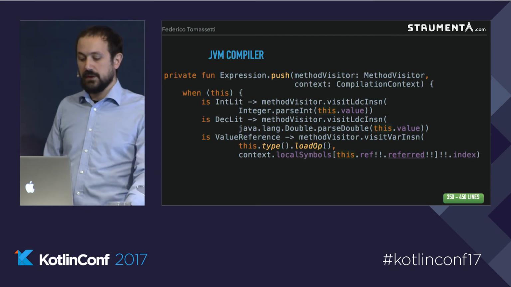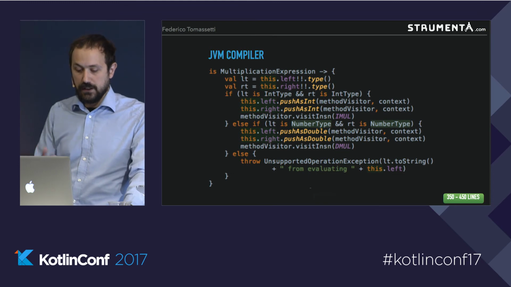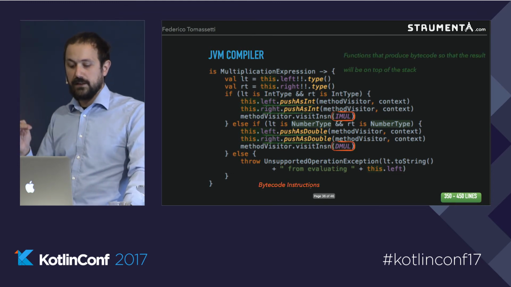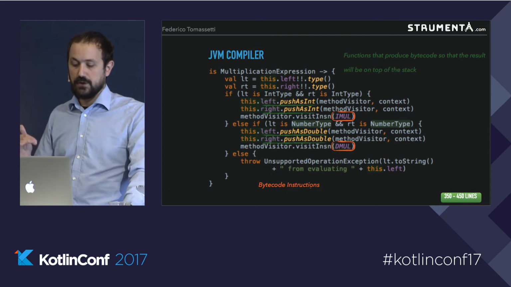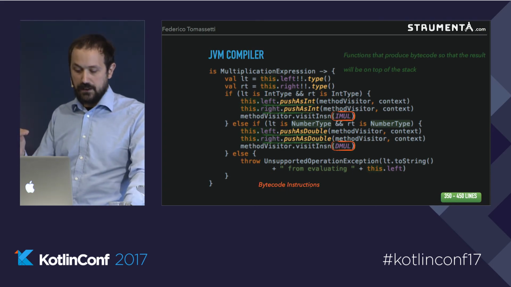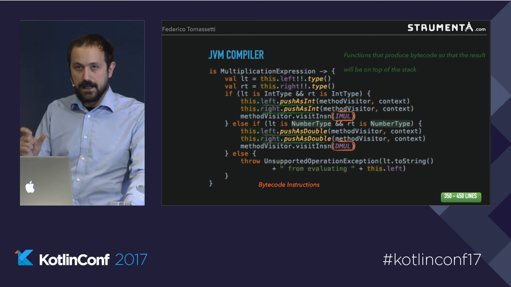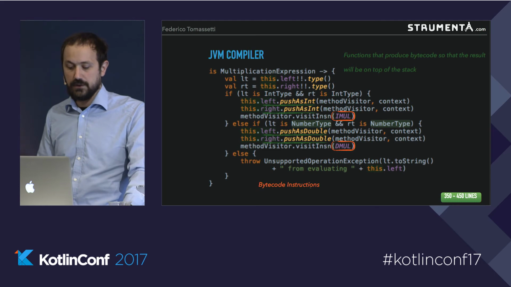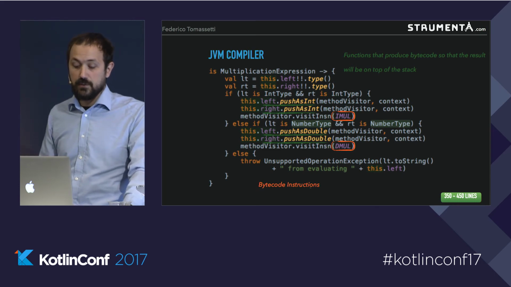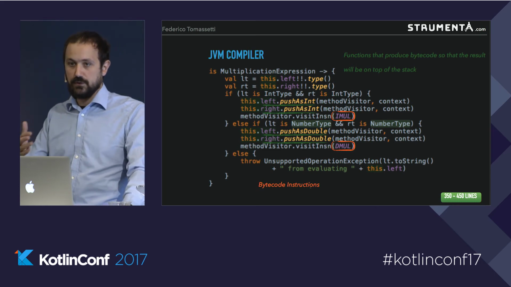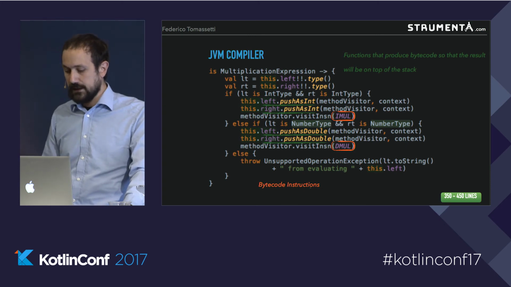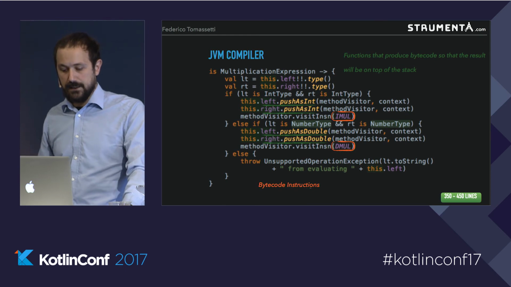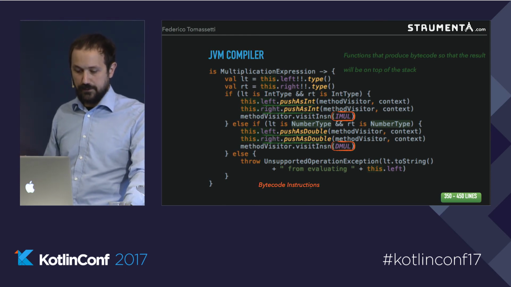Now, when I do an operation like a multiplication, what I do is to push the parameters, so I will push the left value and the right value, and then depending on the types involved, so if I'm multiplying integers, I will use imul, or if I'm multiplying doubles, I will use dmul. So it's important to consider that there are different instructions for different types of mathematical operation in the JVM.